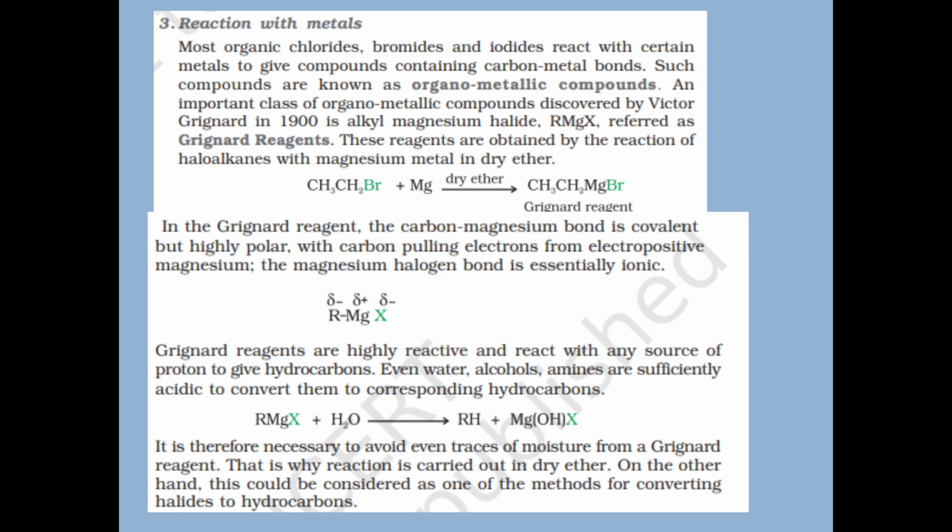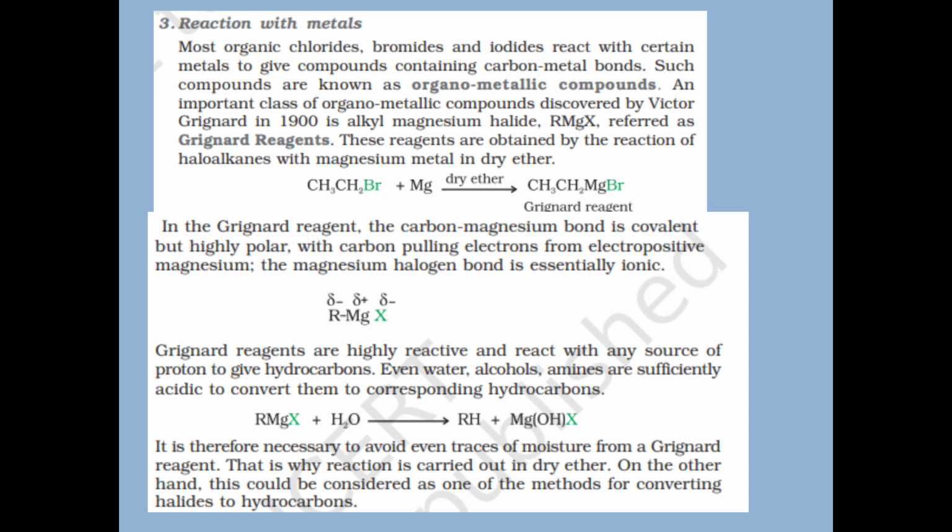Grignard reagent. The alkyl halide reacts with magnesium in the presence of dry ether to form a Grignard reagent, which is the first sigma bonded organometallic compound ever known. This important class of organometallic compound, alkyl magnesium halide, was discovered by Victor Grignard in 1900.